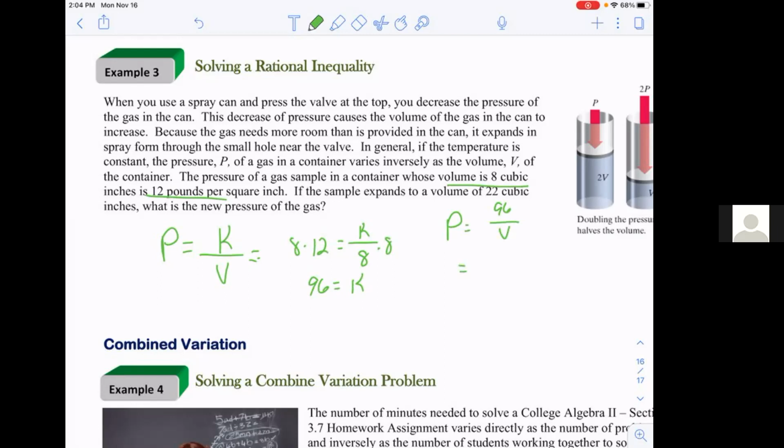So it asks, if a can expands to a volume of 22, what is the new pressure? So we know that the volume expands to 22. What is the new pressure? That's not what I wanted to do.